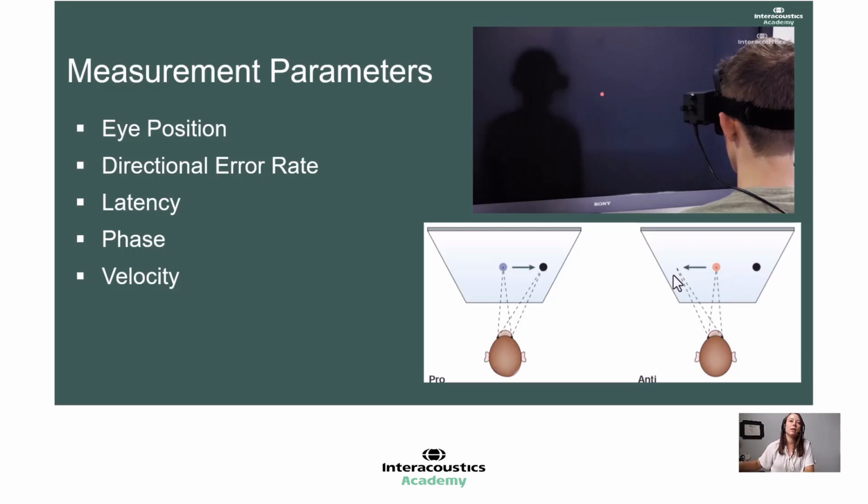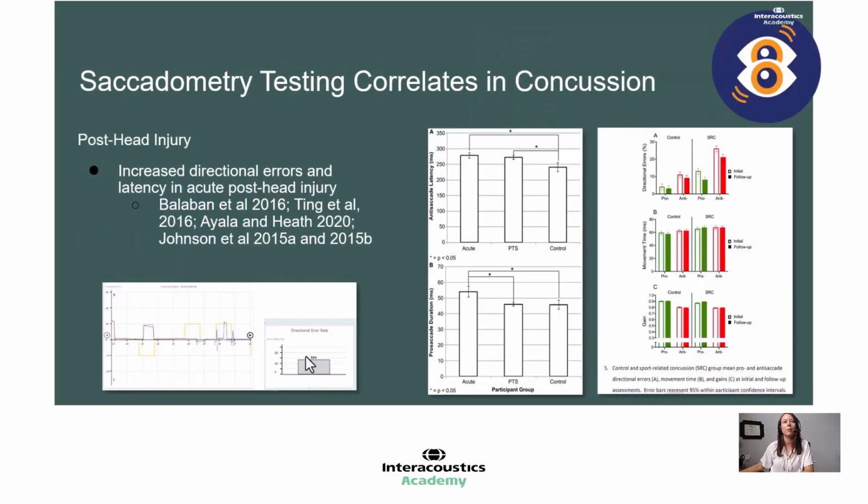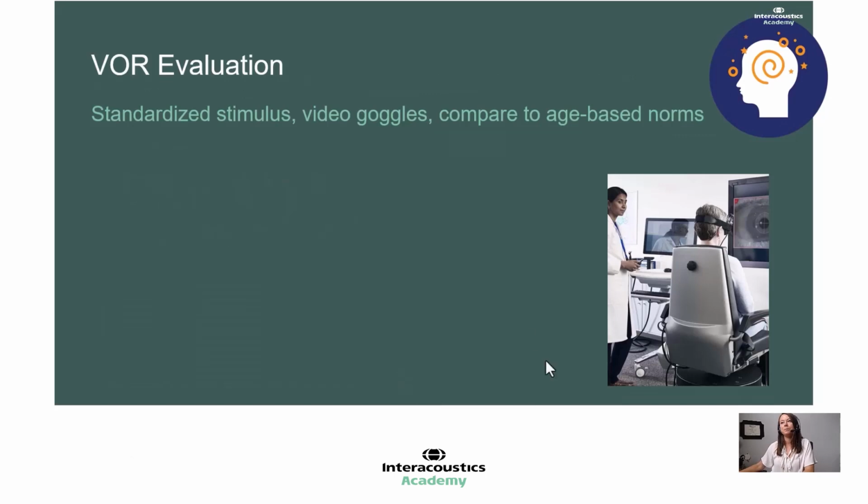In post-concussion cases, we're more likely to see that directional error rate and latency tend to be the most impacted measurement parameters in saccadometry. And there's been studies to show that this is the case. You'll see that increase in error rate is quite high in acute concussion. And what's really cool about saccadometry is this was one of those tests that gets better over time. So you'll see that their directional error rate starts to decrease throughout the recovery process. And you'll also see that latencies get shorter and shorter and getting back to that normative value. So it's a really nice tool in order to see how the patient is progressing.